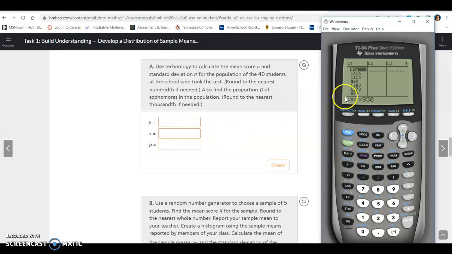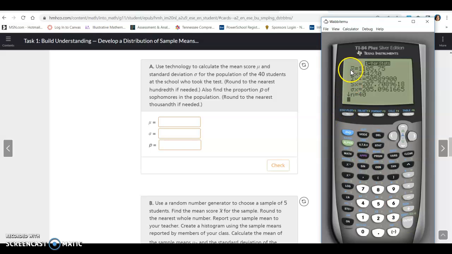All right, so once you have your list, you're going to click on Stat again, and this time we're going to click over to Calculate, just like when we were doing linear and quadratic regression and stuff, but this time we're not going to scroll down to find one of those. We're going to stay on 1-Var Stats. 1-Var Stats is going to give us a bunch of information.